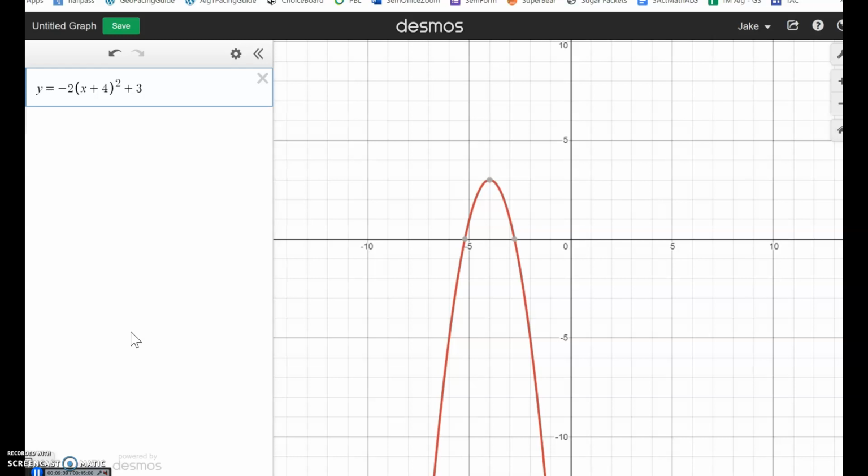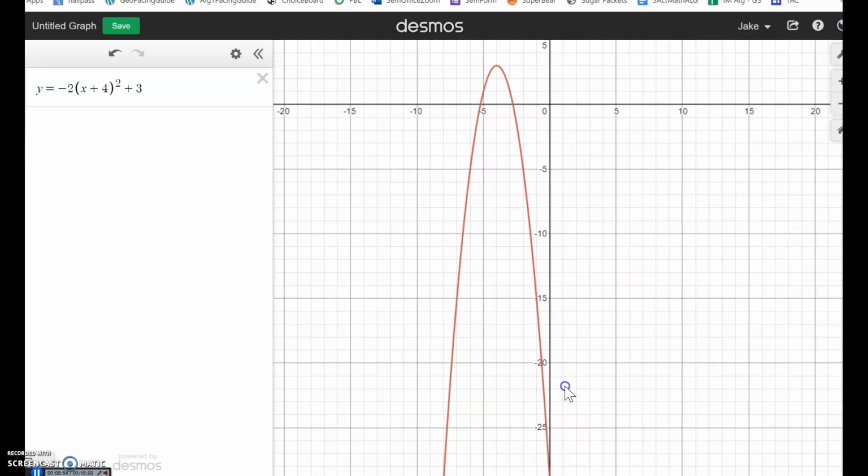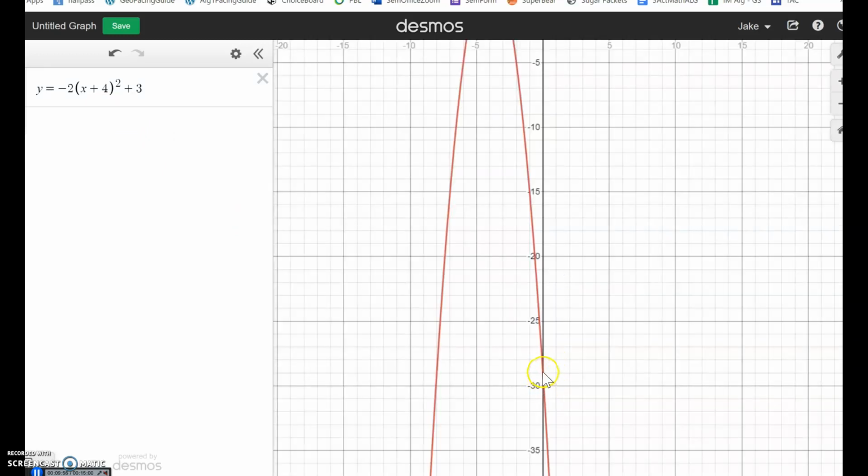Next question is, what are the x-intercepts? The x-intercepts are roughly -5.2 and -2.8. Remember, those are just estimates. The y-intercept, you're going to have to zoom out and go down, and it looks like the y-intercept's at -29.